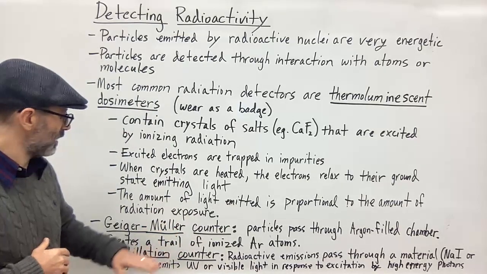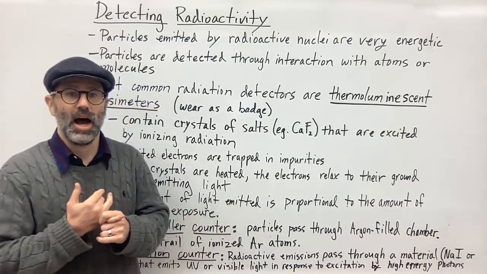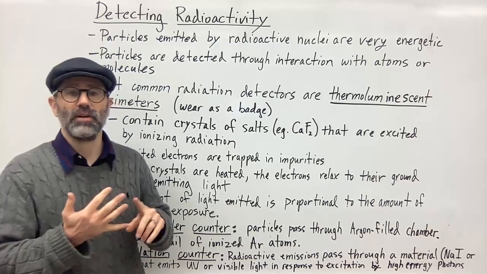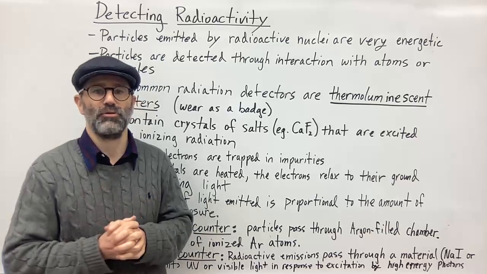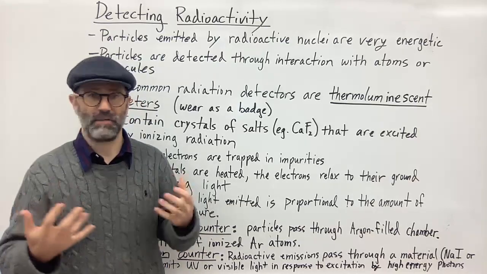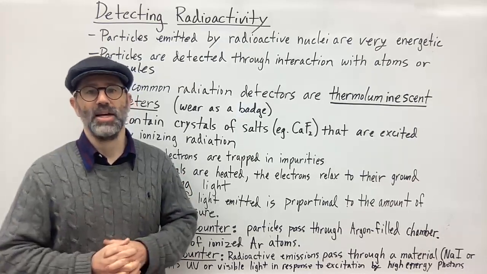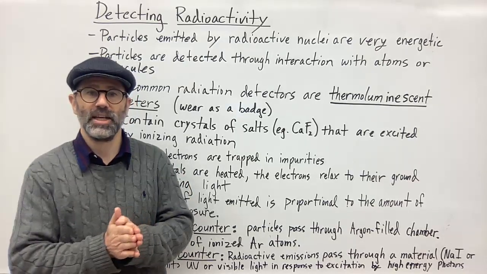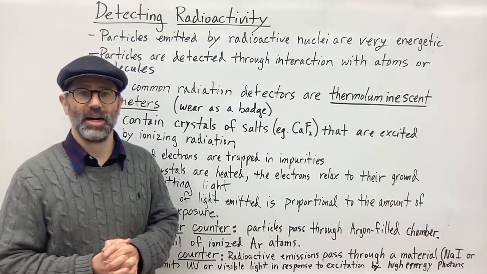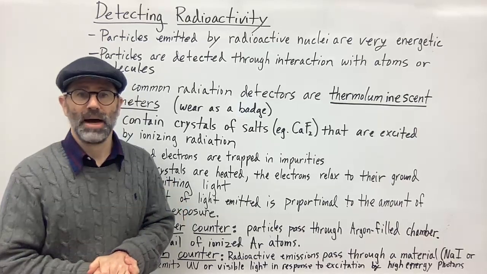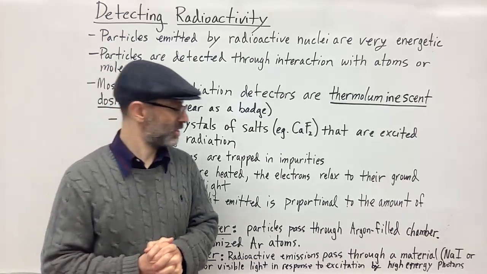And that's going to be converted into either a blip on a screen, or it's going to be converted into a noise. That clicking noise that you're familiar with, if you've ever heard Geiger counters, especially in the movies. That clicking noise is the ionization of the argon atoms being picked up by the detector in the Geiger counter itself.